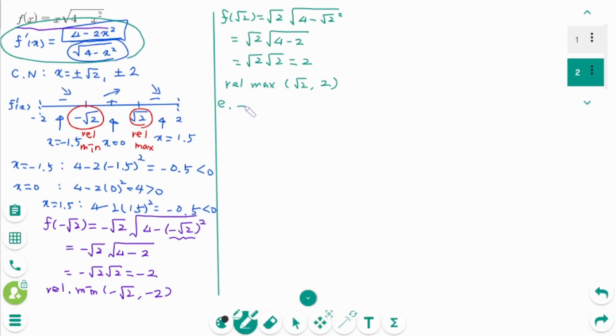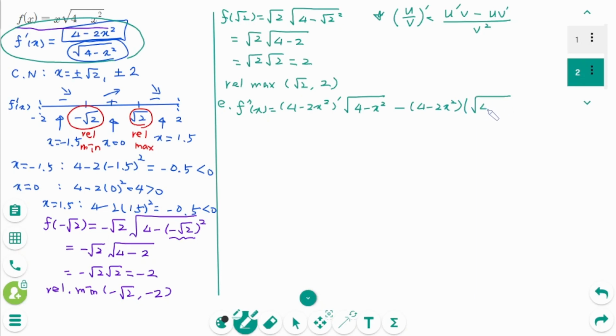Use this. f double prime of x equals, using the quotient rule, (u over v) prime equals (u prime v minus u v prime) over v squared. Then (4 minus 2x squared) prime times the square root of 4 minus x squared, minus (4 minus 2x squared) times (square root of 4 minus x squared) prime, over (square root of 4 minus x squared) squared.